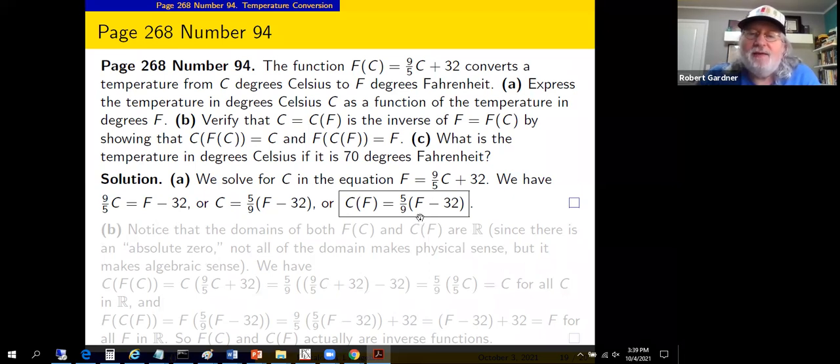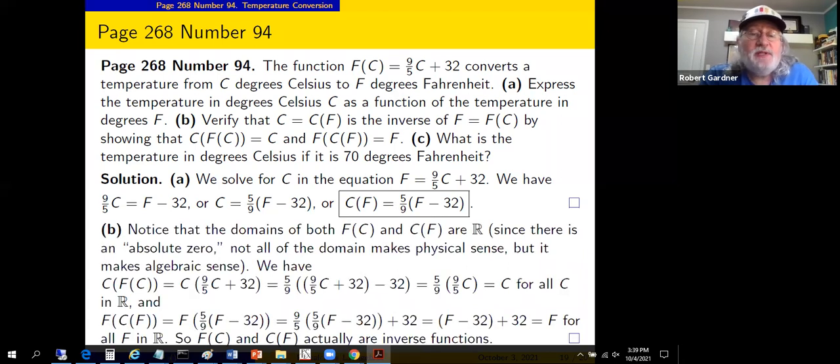1 degree Fahrenheit corresponds to 5/9 degrees Celsius. So the Celsius degrees are almost half the size of the Fahrenheit degrees, is what I can extract from that just informally. But there's a formula.